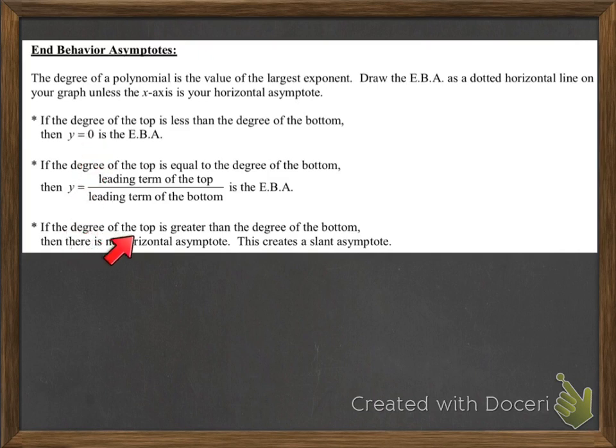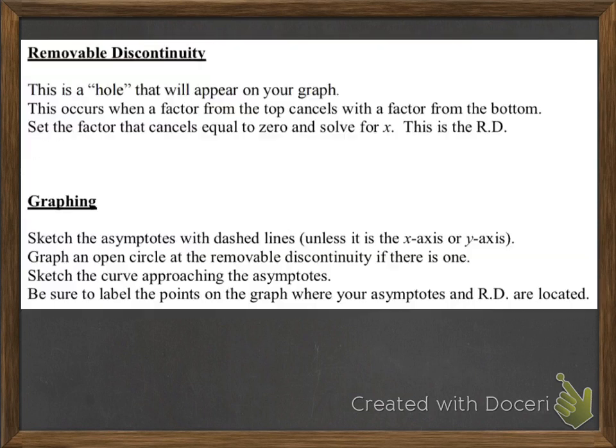And then if the degree of the top is greater than the degree of the bottom, then there is no horizontal asymptote. This will create either a slant asymptote or a quadratic asymptote or whatever it may be. And again, that's going to be a topic for later on in your math career. We're also going to have things called removable discontinuities. These will show up as holes or open circles on your graphs. These will be, as the name implies, a discontinuity in the graph, which means that value is not actually a number that can be used in that equation.